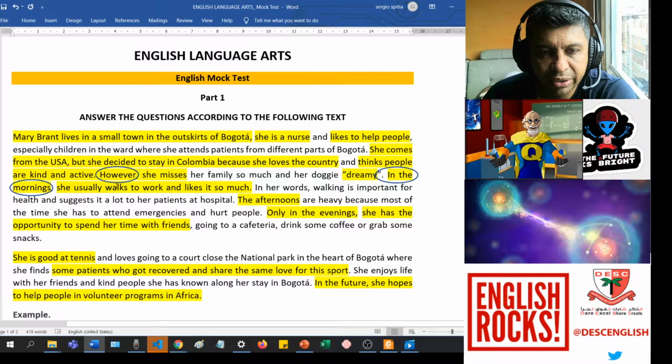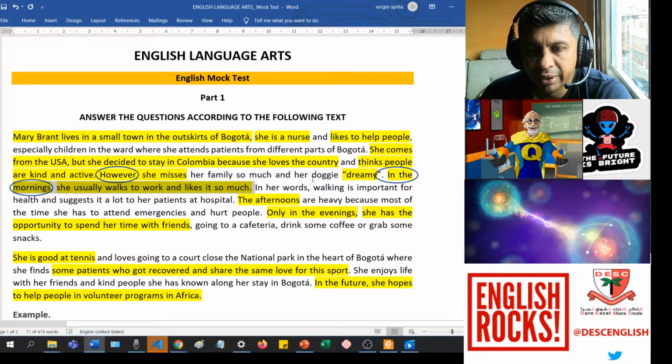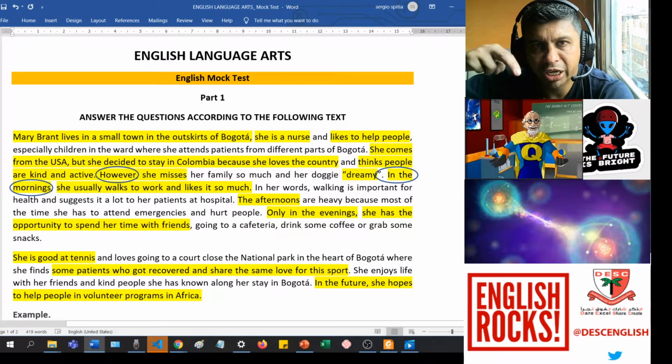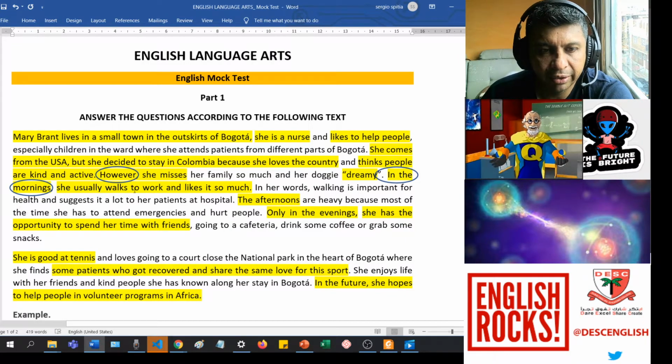In the mornings, she usually walks to work and likes it so much. En la mañana, ya le usualmente camina al trabajo y le gusta mucho. In her words, en sus palabras, walking is important for her health and suggests it a lot to her patients at hospital. Y es muy importante para la salud y lo sugiere muchísimo a sus pacientes en el hospital.